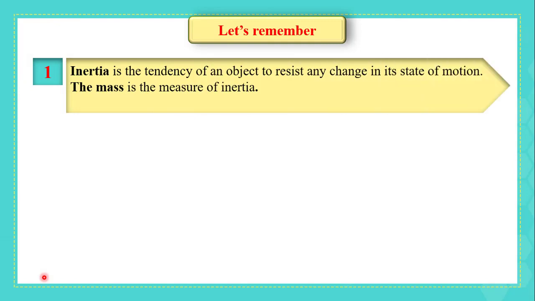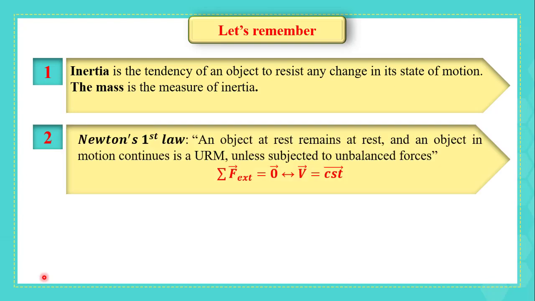We've studied that inertia is the tendency of an object to resist any change in the state of motion, where the mass is the measure of inertia. Also, Newton's first law stated that an object at rest remains at rest and an object in motion continues in a uniform rectilinear motion unless subjected to unbalanced forces, where the sum of all external forces is equal to zero, and this is equivalent to having a constant velocity.